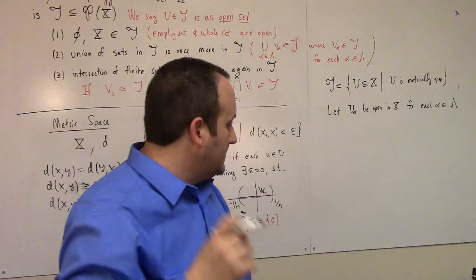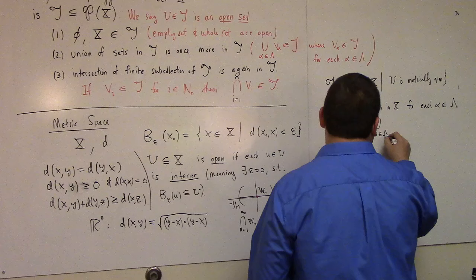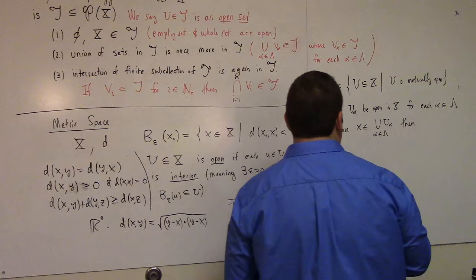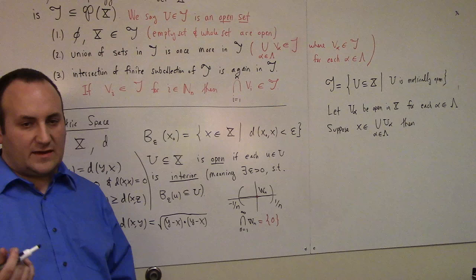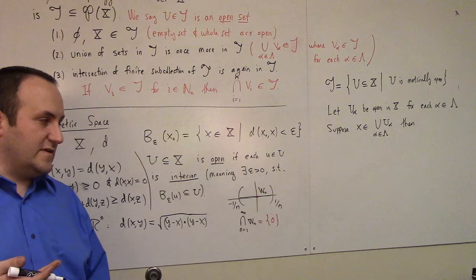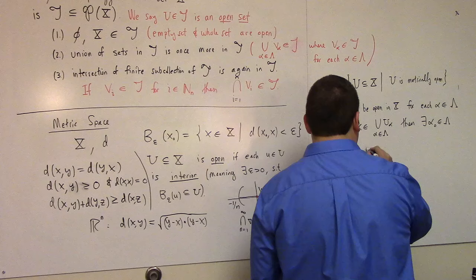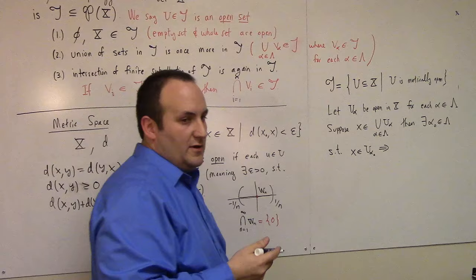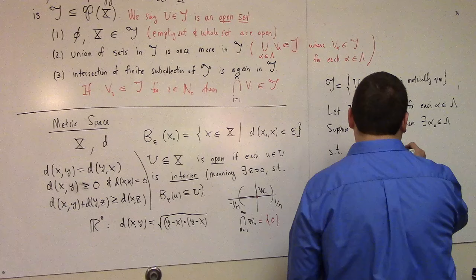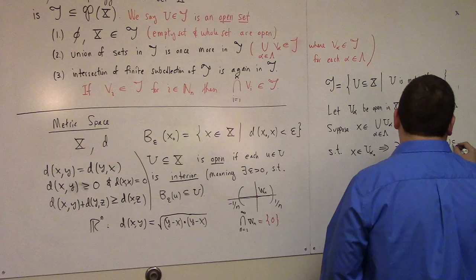Suppose x is an element of the union over alpha in lambda of U alpha. Then what does that mean? What does a union mean? It means that point x is one of those. So there has to exist some alpha naught in lambda such that x is an element of U alpha naught. But U alpha naught is an open set, right? Therefore there exists epsilon greater than 0 such that B epsilon of x is a subset of U alpha naught.